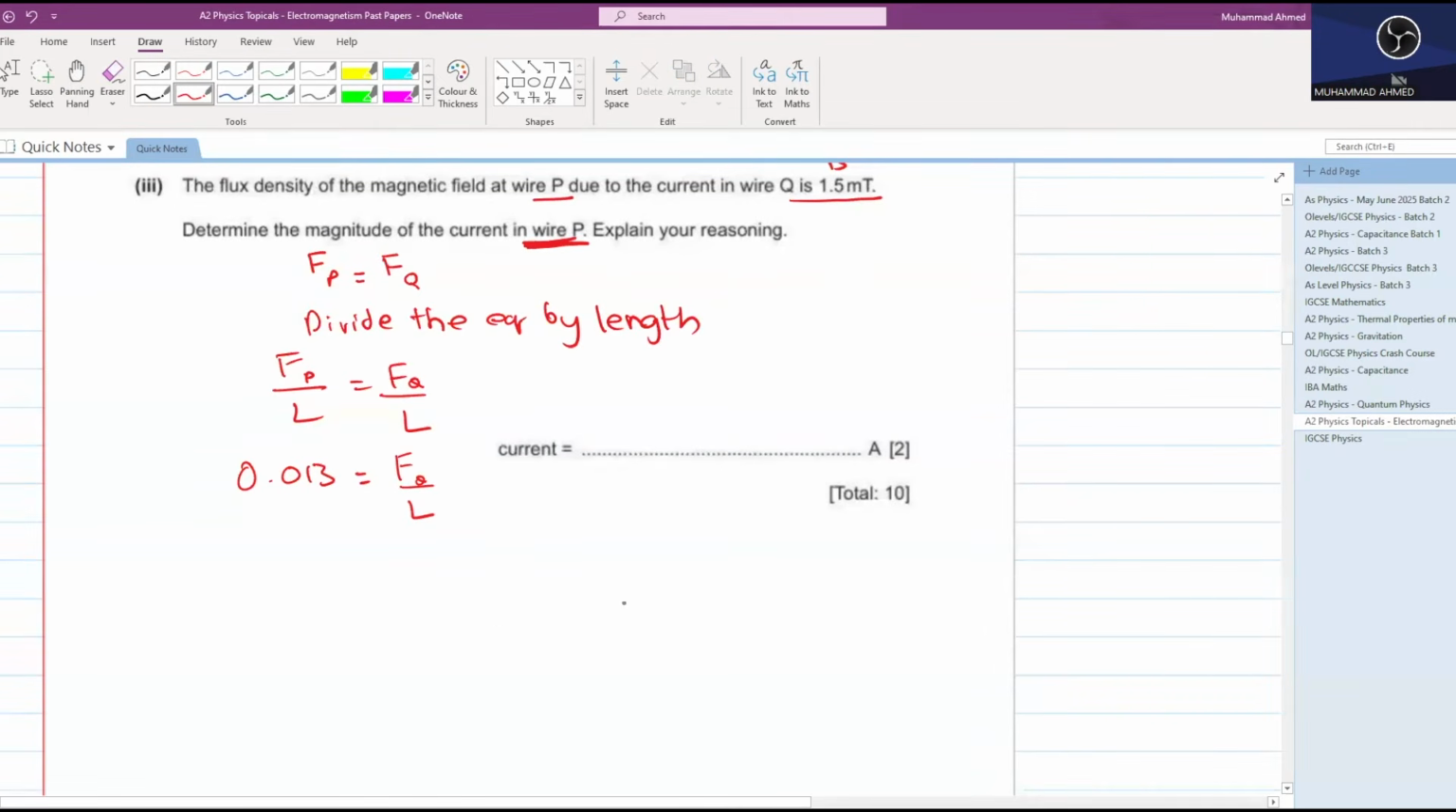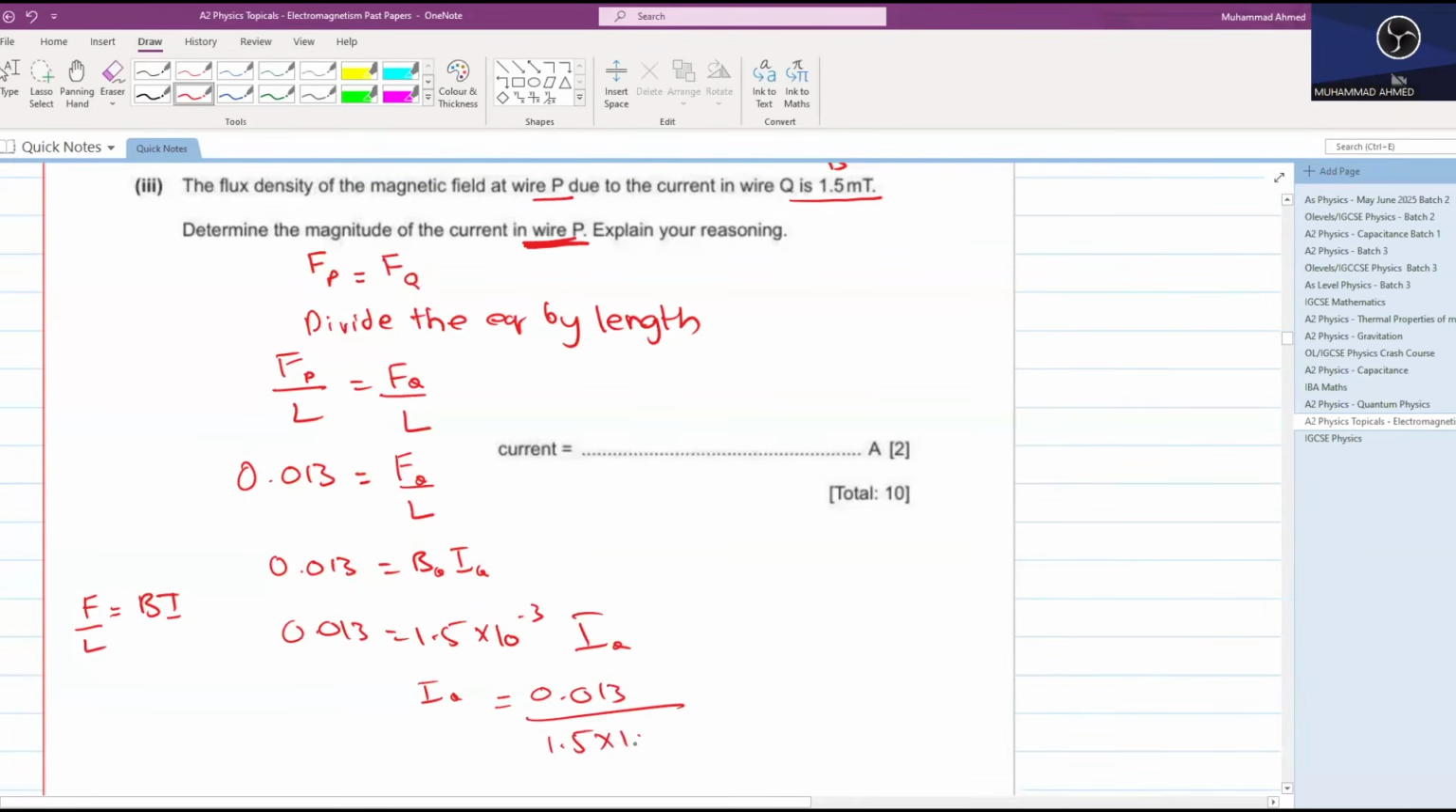Now, if you remember, force over L is equal to B into I. So I can replace it here. 0.013 is equal to BQ into IQ. What is your magnetic flux density here? 1.5 millitesla. So 0.013 is equal to 1.5 into 10 raised to the power of minus 3 times I. Can I calculate the current in wire Q? Yes, you surely can. Current is equal to 0.013 divided by 1.5 into 10 raised to the power of minus 3. Current in Q comes out to be 8.7 ampere. Simple as that.